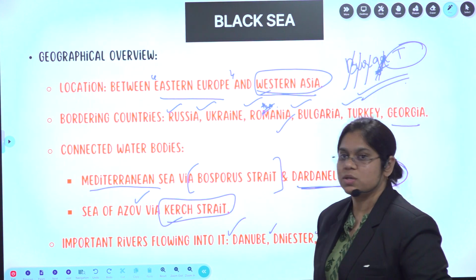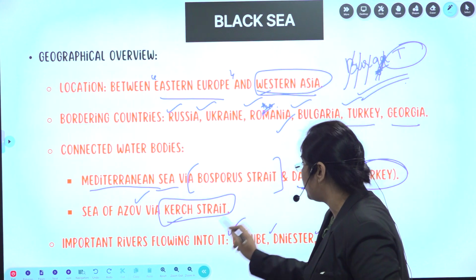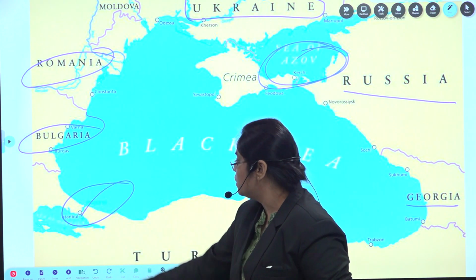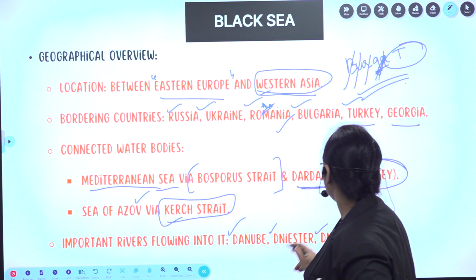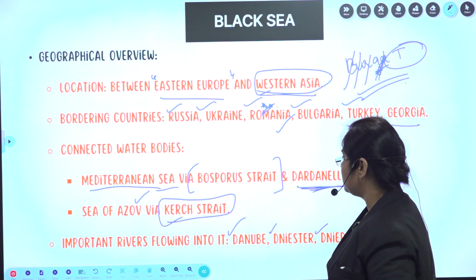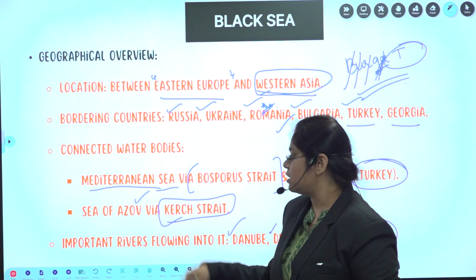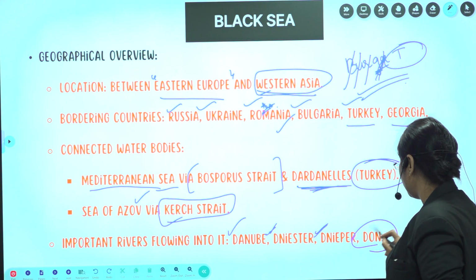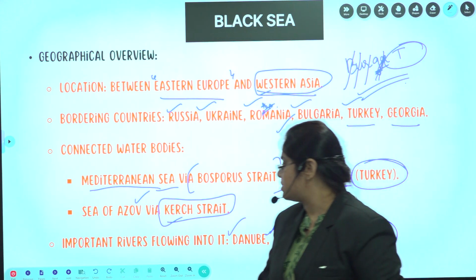Now it is connected to water bodies like the Mediterranean Sea via the Bosporus Strait. You can see here the Sea of Azov, and here is the Bosporus Strait. Okay, right? And the Dardanelles near Turkey, and the Sea of Azov via the Kerch Strait. And the important rivers are Danube, Dniester, Dnieper and also Don. Okay, this is about the Black Sea.